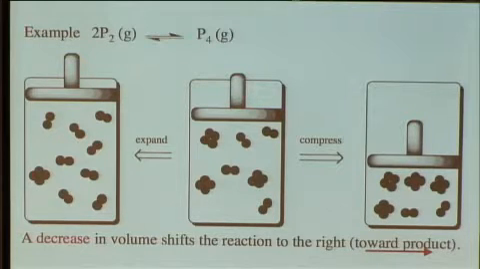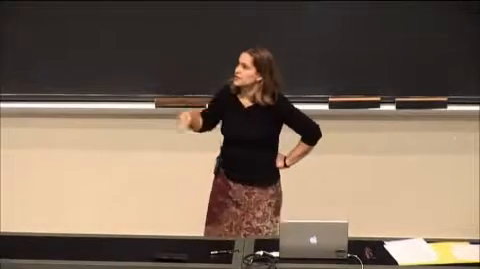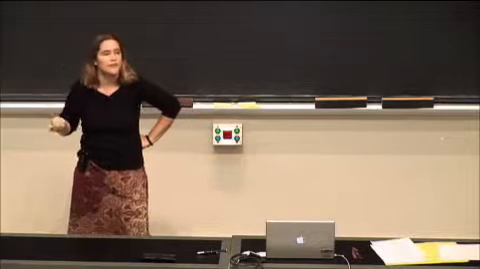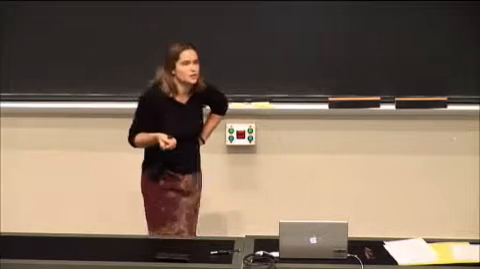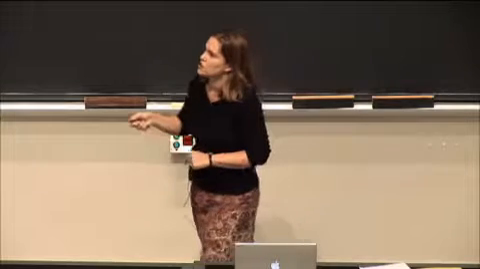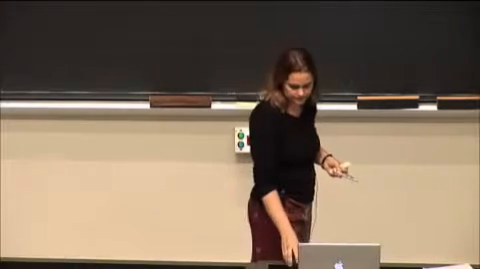So if you shift from the 2 to the 1, that will cause a decrease in pressure, and so that will help compensate for the increase in pressure caused by the switch in volume. So you're going to respond in such a way to compensate for that stress. So a shift of the reaction to the right decreases the total pressure. So now let's think more about why this is true.